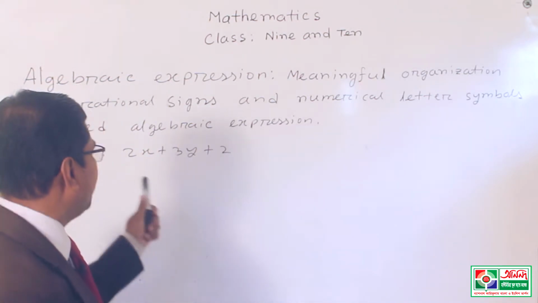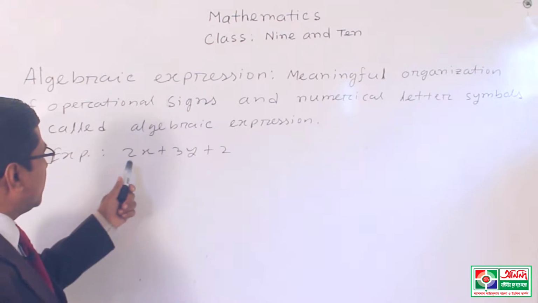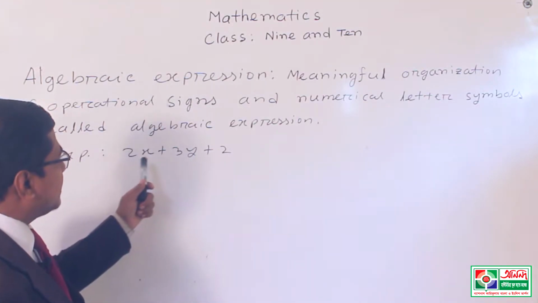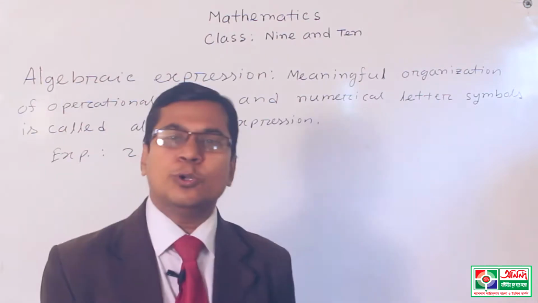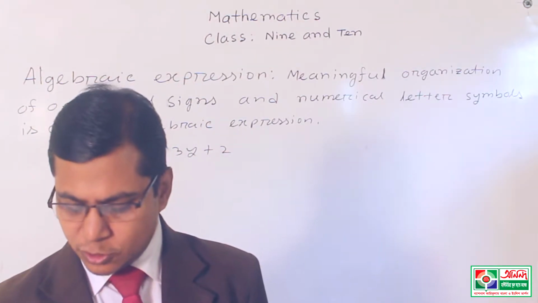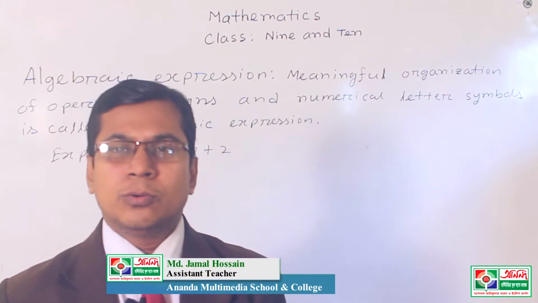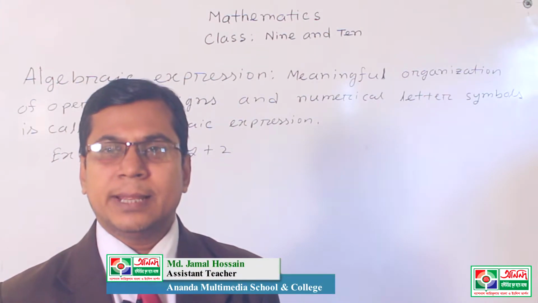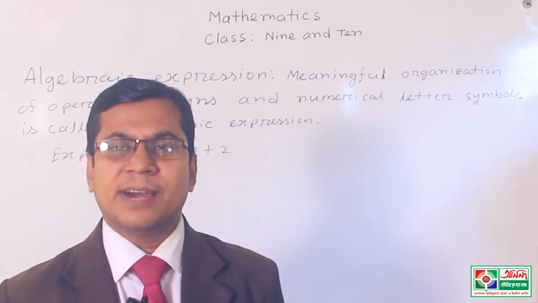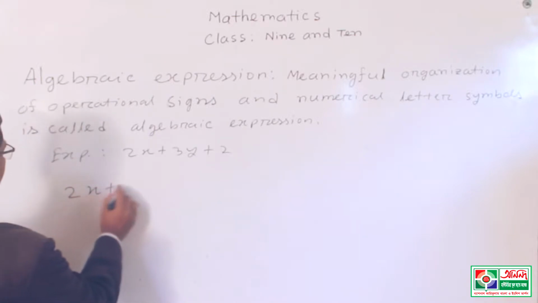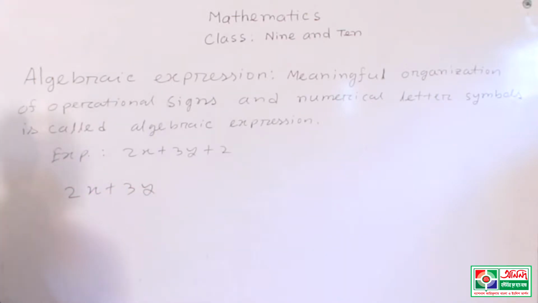Look at, I have written an example: 2x plus 3y plus 2. Here this is the algebraic expression. We know algebra is the generalization of arithmetic. Now we will do some problems and see how we can find the square of any term. Look at 2x plus 3y. We will find the square of this term.